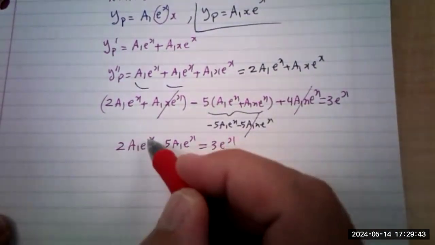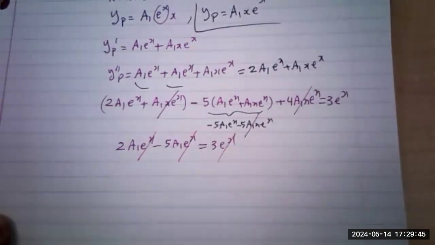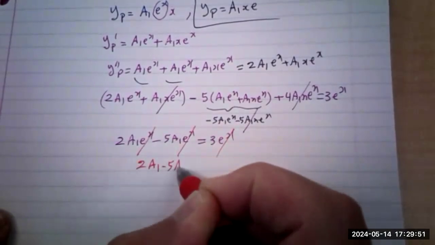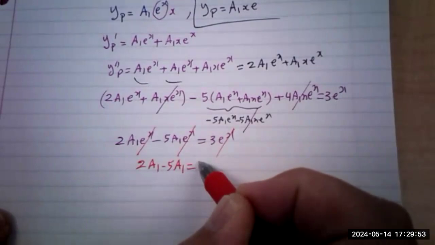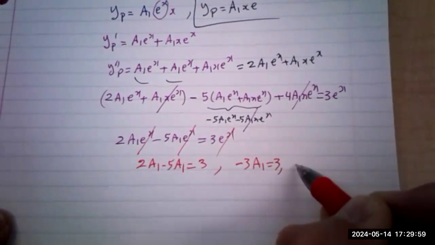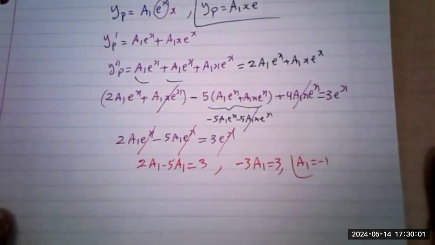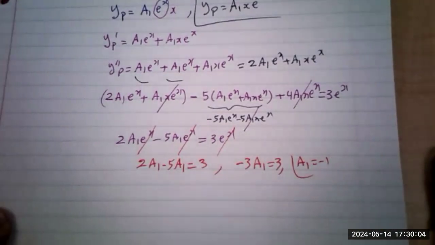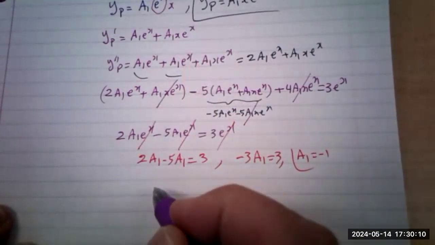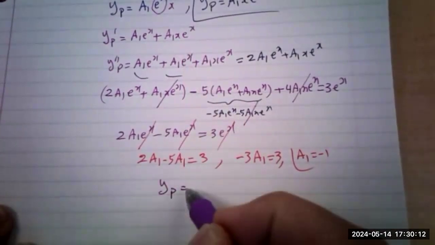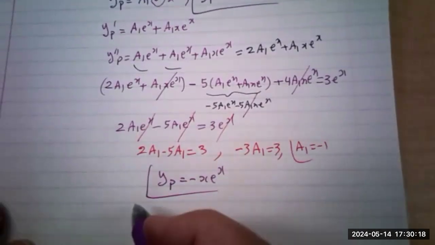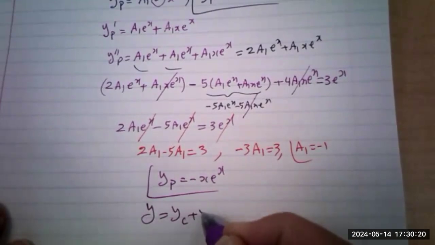Now we can divide by e to the x because it's non-zero. So the leftover, 2a1 minus 5a1 is equal to 3. So negative 3a1 equal to 3, a1 would be negative 1. Okay, so your yp is going to be, that's it. So the yp was a1, which is negative 1, negative x e to the x. That's it. So the final answer, y equal to yc plus yp.